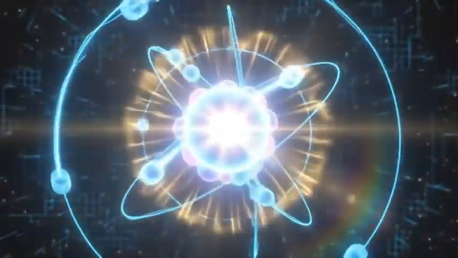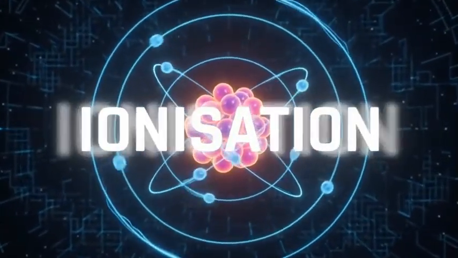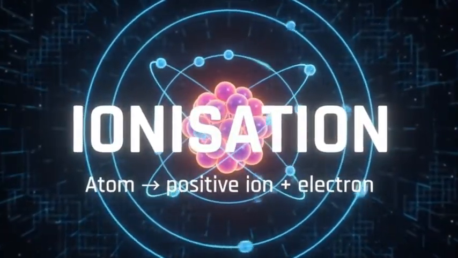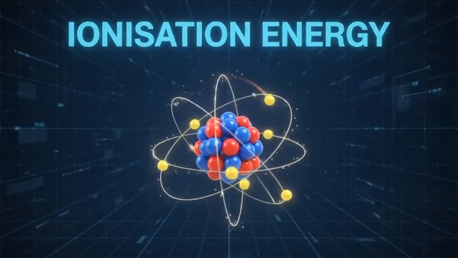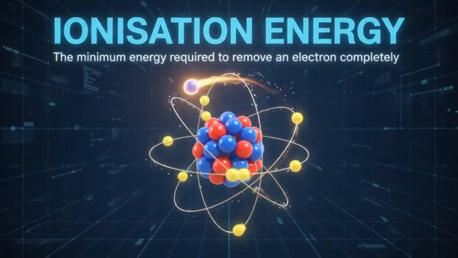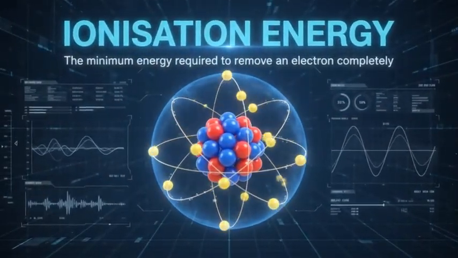Ionization occurs when an electron gains enough energy to escape completely from the atom, leaving behind a positive ion. The minimum energy needed to remove an electron completely from an atom is called the ionization energy.